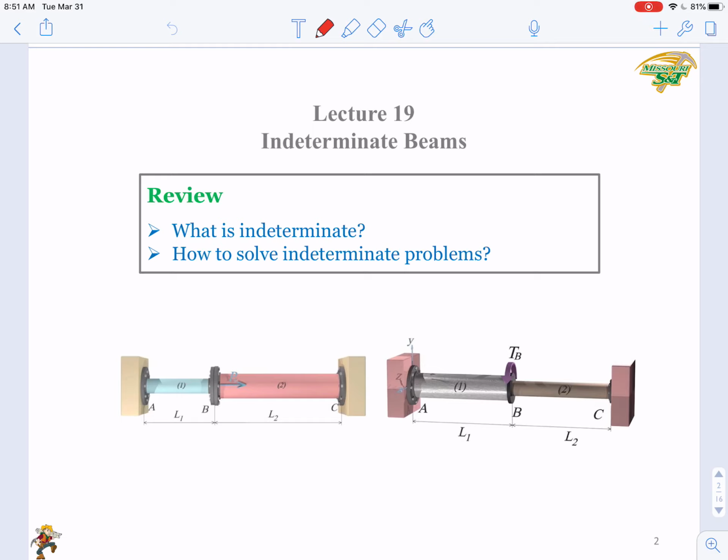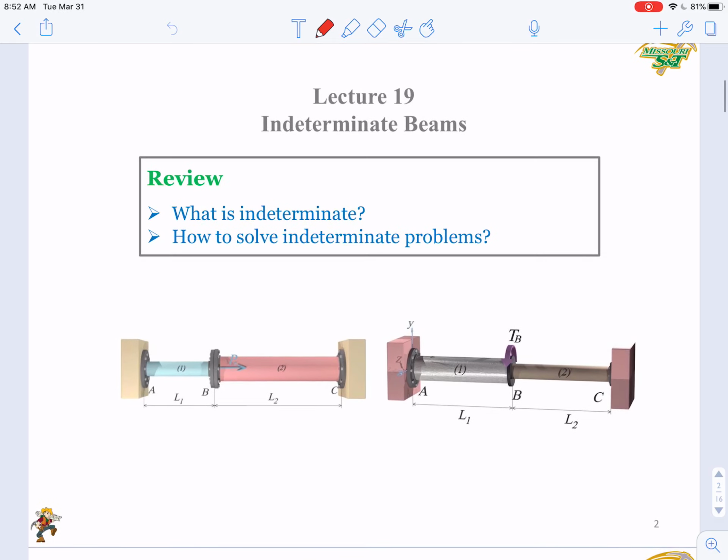Okay, so how to solve indeterminate problems? Since we need at least the same number of equations as the number of unknowns to solve them simultaneously, you have to find additional equations. And our solution was to write additional equations based on compatibility conditions or geometry, right? So here I give two examples.